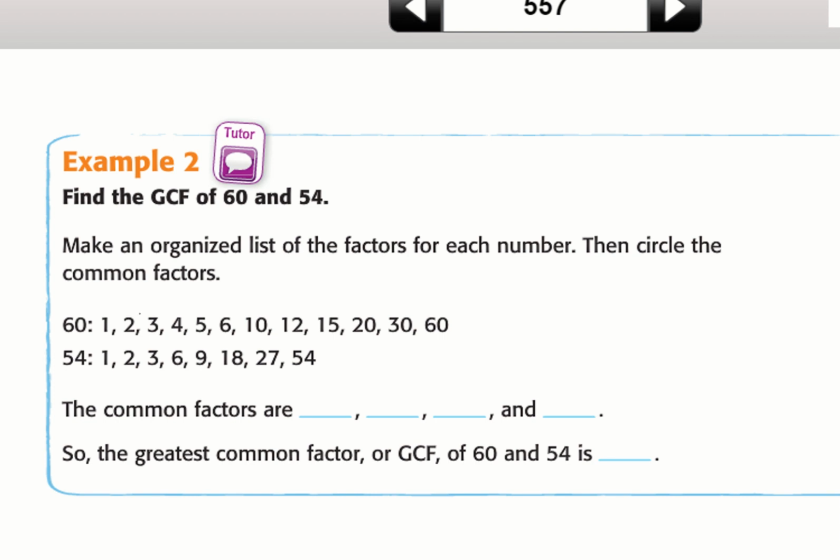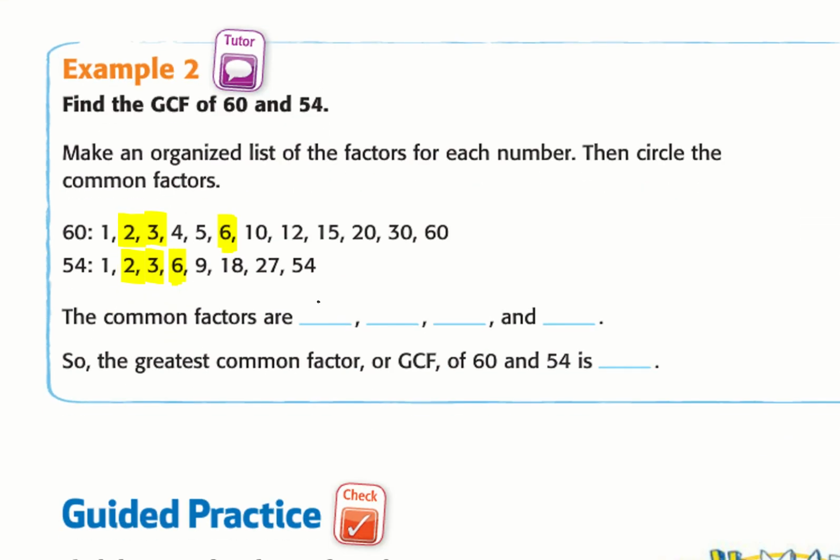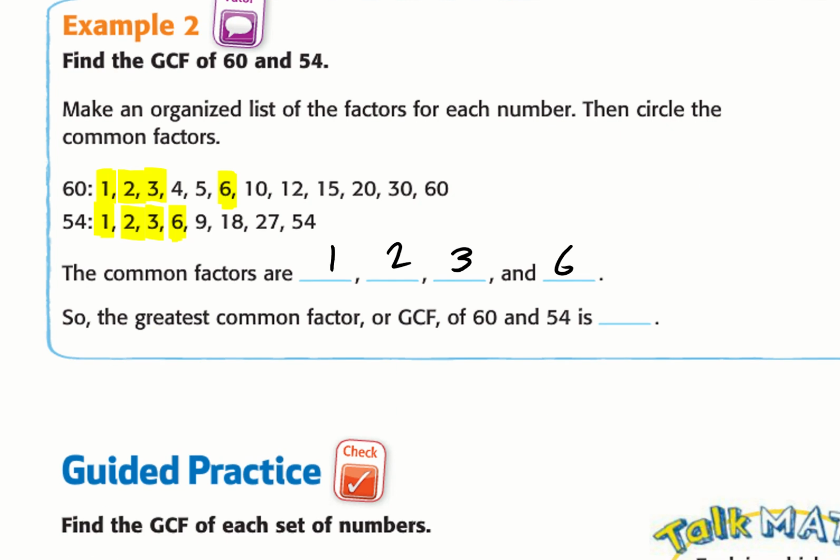are, let me see. So I know both numbers have 1, 2, 3, and 6. I thought the 1s don't count, but I misread. So disregard what I said about the 1s. The 1s still count. So the common factors are 1, 2, 3, and 6. The greatest common factor for 60 and 54 is 6.